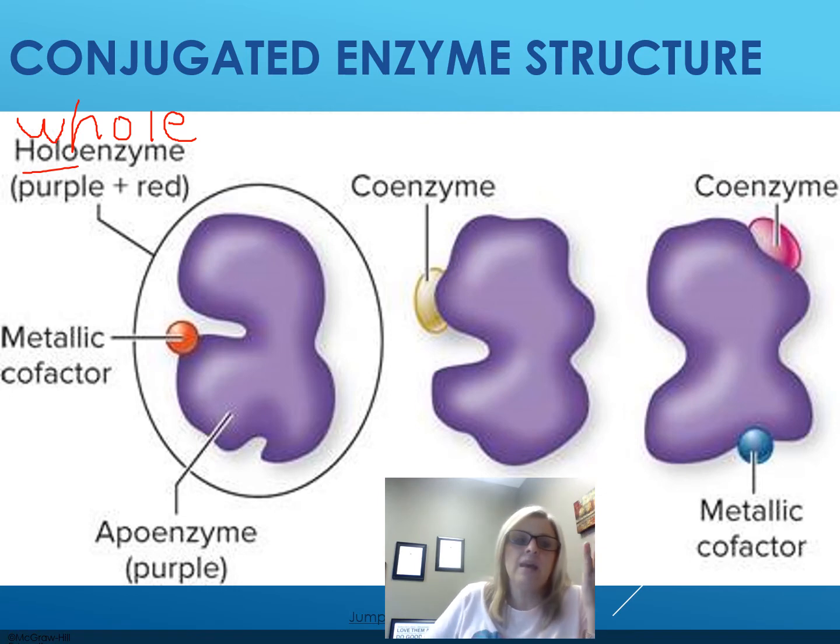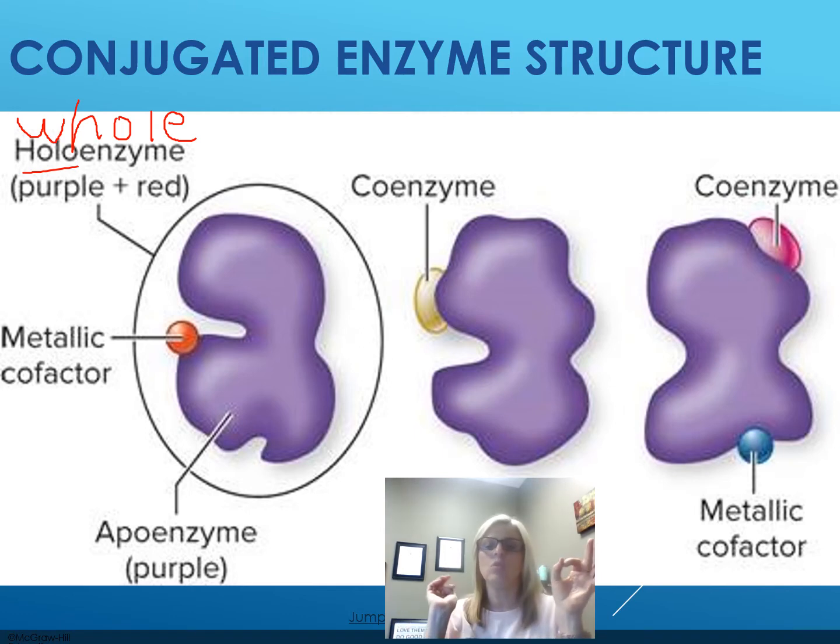And so we can have a metallic cofactor, which is going to be a metallic ion, which is one of those essential nutrients that we need in a very, very small amount. A trace element, we need it in a very, very small amount, but it is very important, and this is why it is so important.